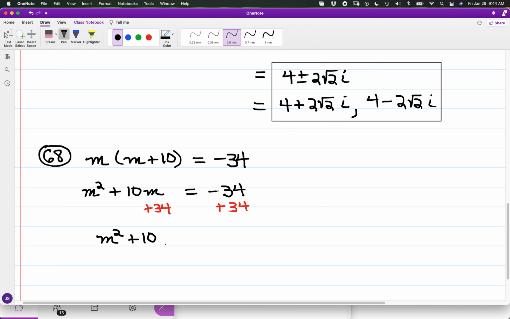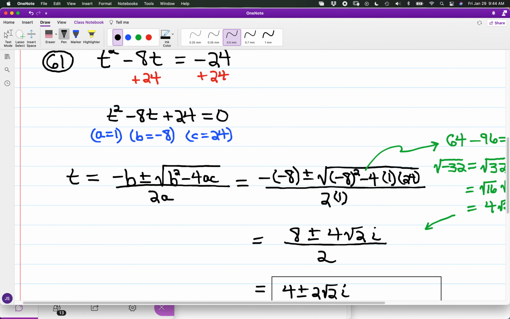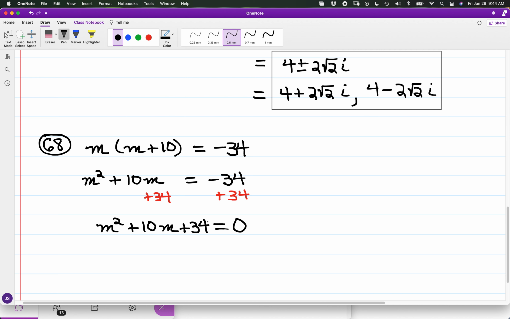So we have m squared plus 10m plus 34 equals 0. Now we finally have the quadratic equation in standard form, and parallel to what we had with t earlier, we don't have the capability of factoring into integer coefficients, just as there were no factors of 24 that will add up to negative 8. We're not going to have factors of 34 in real integers that will add up to positive 10.